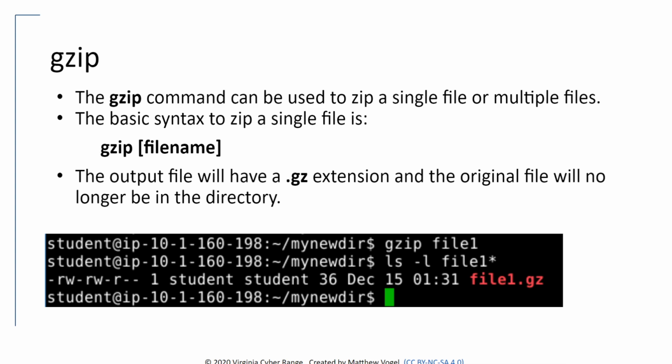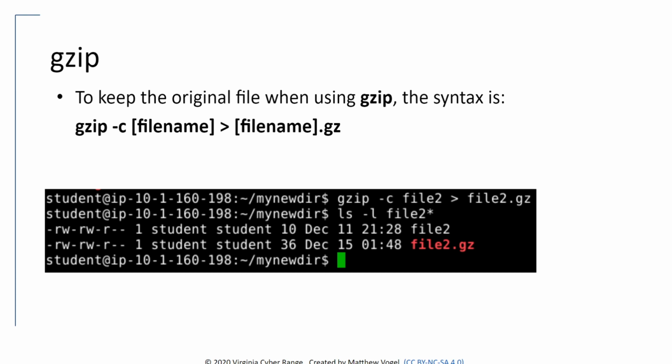Okay, so your file output will have a .gz extension, and the original file will no longer be in the directory. So basically if you just use it this way, it will just zip that file into a compressed file, and then it will not be available any longer in its native format. You would have to unzip it again to be able to access it when you use this command this way. So just be aware of that particular option there.